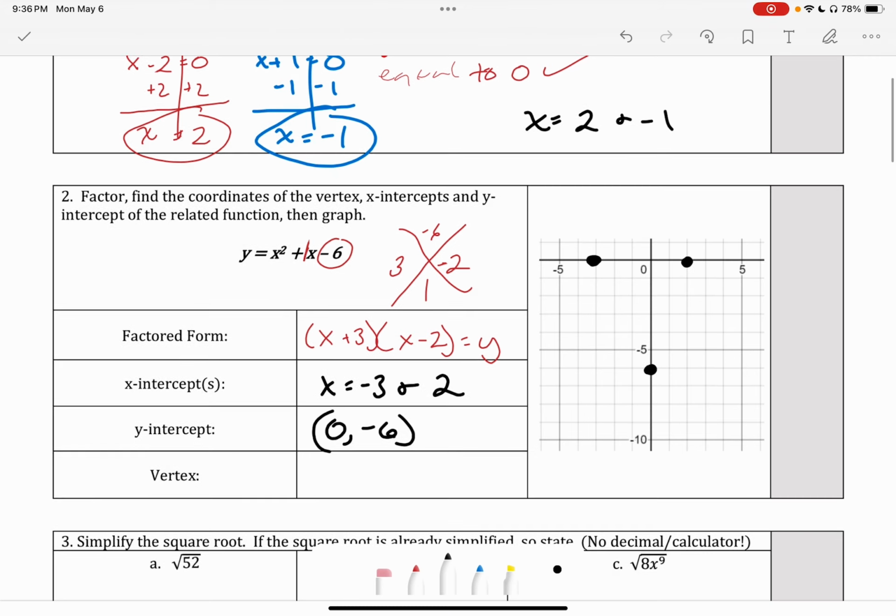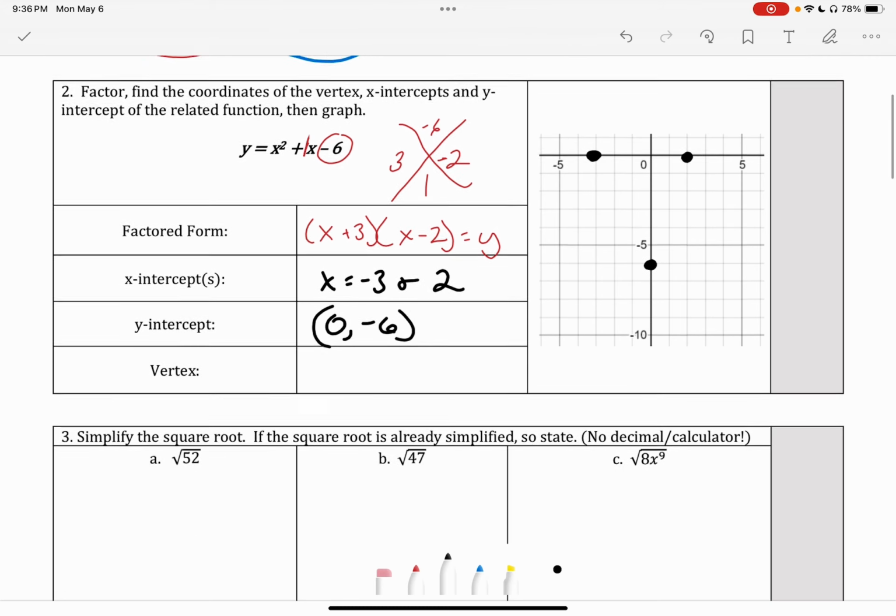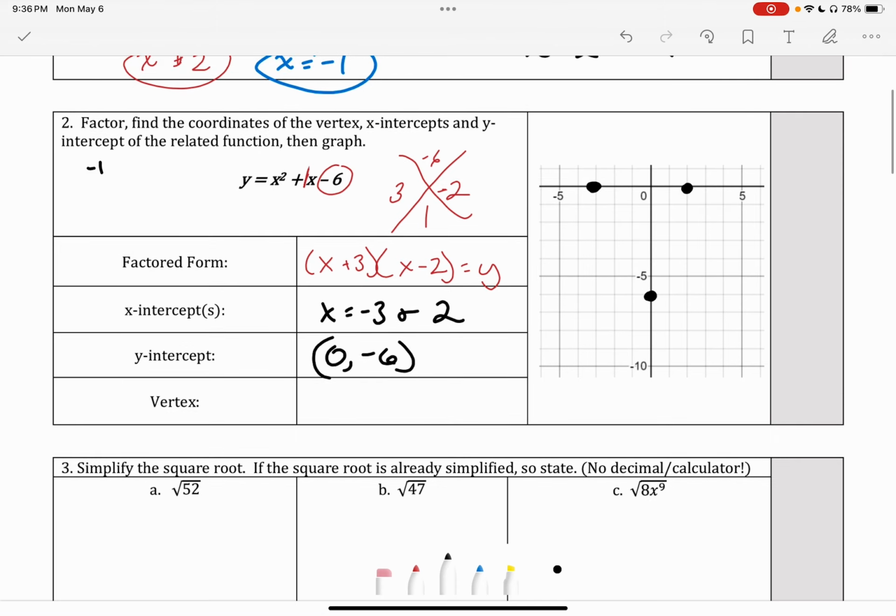Now our vertex, there's two pieces to it. The first piece is to do negative b over 2 times a, which would be negative 1 over 2 times 1, which would be negative 1 over 2. That's our x value, which would also be our axis of symmetry.